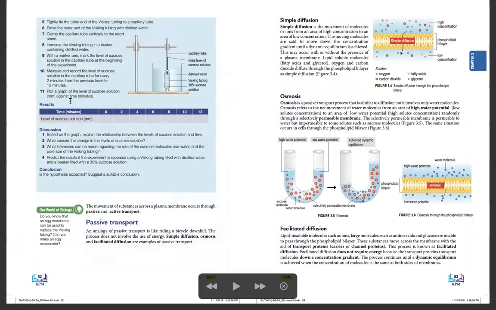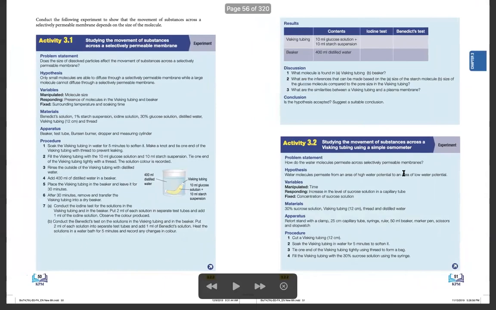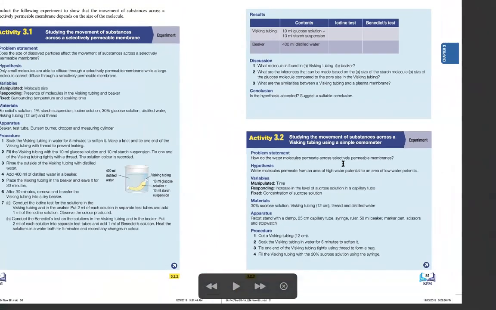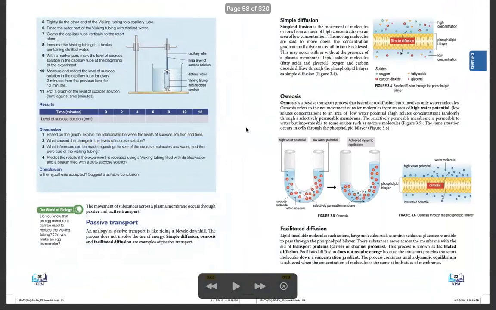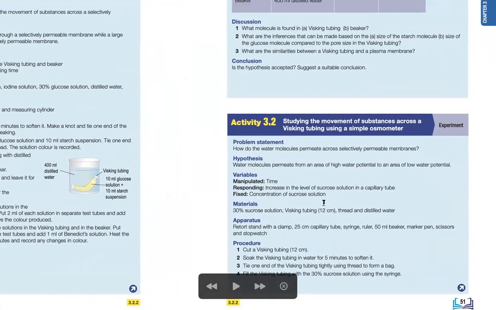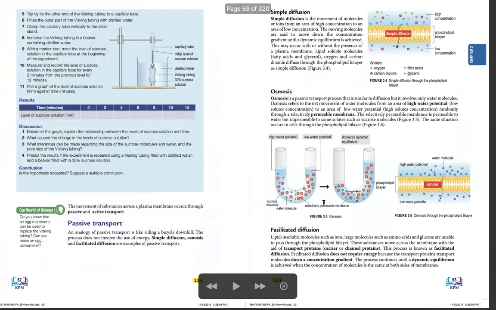Okay guys, so for this experiment, I want you to read by yourself. Apa dia punya problem statement? How do water molecules permeate across permeable membrane? I want you to try to read on your own and try to guess what the experiment wants to tell you. Maybe you can pause the video and read on your own. If you don't understand, you can PM me.